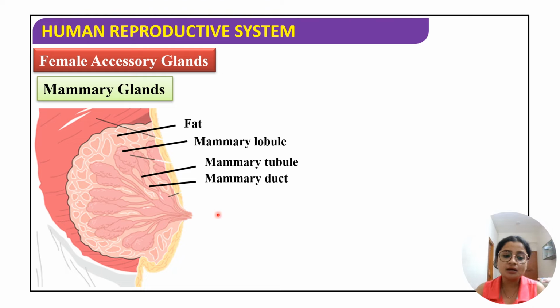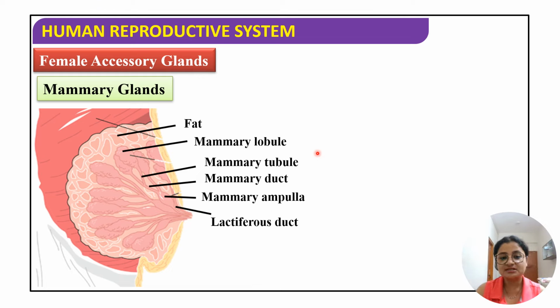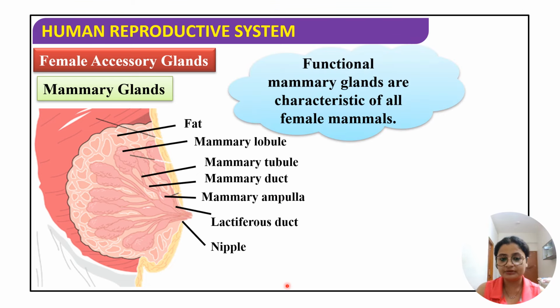So mammary glands का क्या क्या components होंगे? First होगा fat. Fat is the major component of mammary gland because it's nothing but a ball of fat. ओके उसमें क्या होगा? Mammary lobule होगा, mammary tubule होगा, mammary duct होगा, mammary ampulla होगा and lactiferous duct होगा. ओके सो mammary duct जो है उसी से बेसिकली जो breast milk है it will be traveling and ultimately it will be coming out through the lactiferous duct and then through the nipple, through the opening of the nipple rather. Okay, so functional mammary glands will be characteristic of all female mammals, not only humans but all mammals. Okay, mammals का definition ही है कि जो अपना breast milk produce कर सकता है.